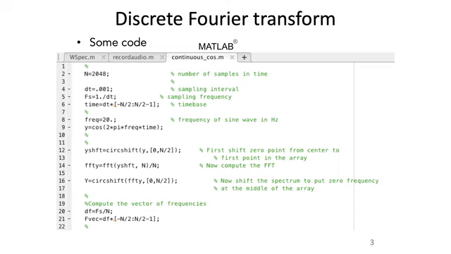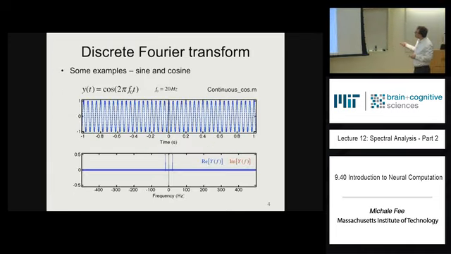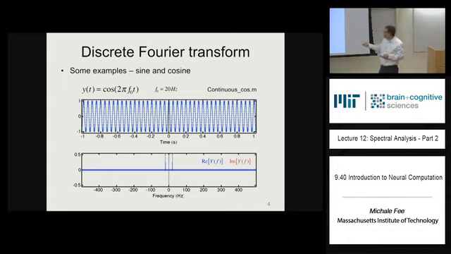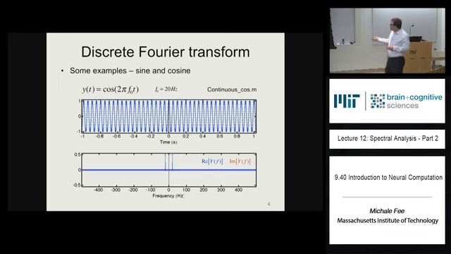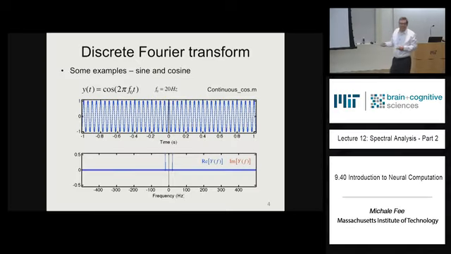This shows an example where we took a cosine as a function of time at some frequency here, 20 hertz. We compute the Fourier transform of that and plot that. So that's what this looks like. Here is a cosine at 20 hertz. And if you take the fast Fourier transform of that, you can see that the real part as a function of frequency has 2 peaks, one at plus 20 hertz, one at minus 20 hertz, and the imaginary part is 0.